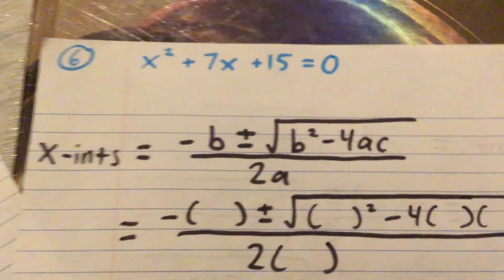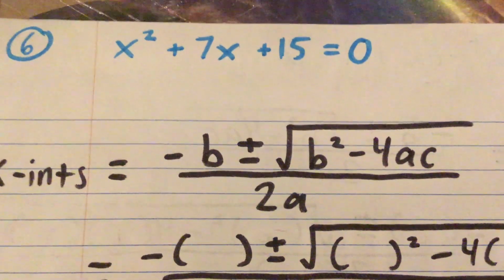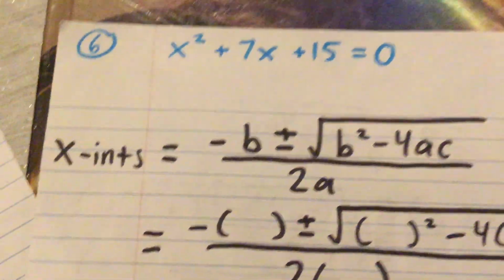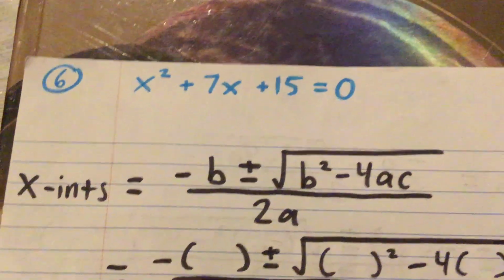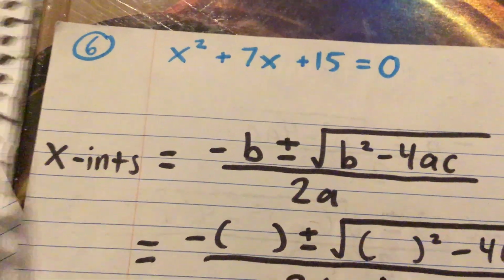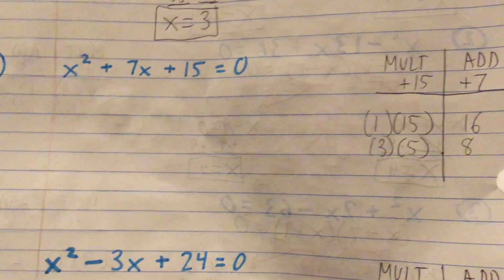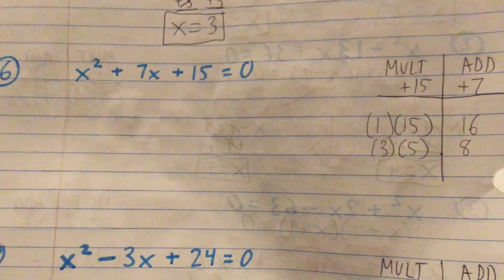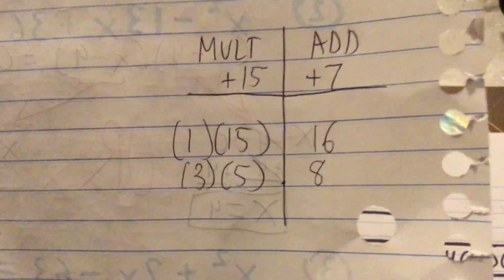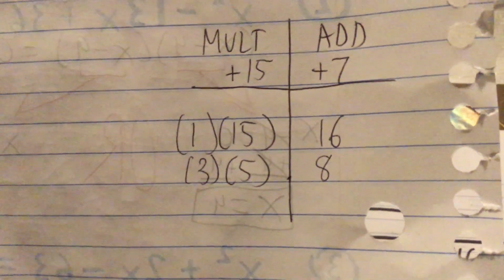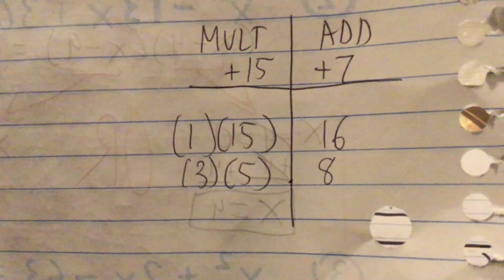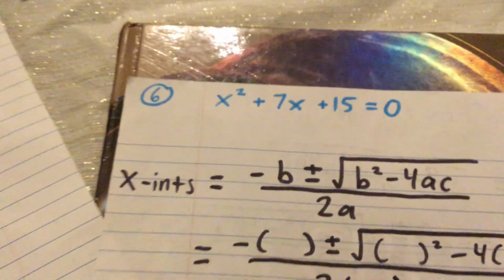Okay. Now, let's do number 6. X squared plus 7x plus 15 is equal to 0. Well, now let's go back to the factoring. I kind of just gave up on this one, didn't I? I couldn't really figure out what factors to do, because 1 times 15 is 1 plus 15 was 16. 3 plus 5 is 8. I couldn't really think of anything that multiplied to 7.